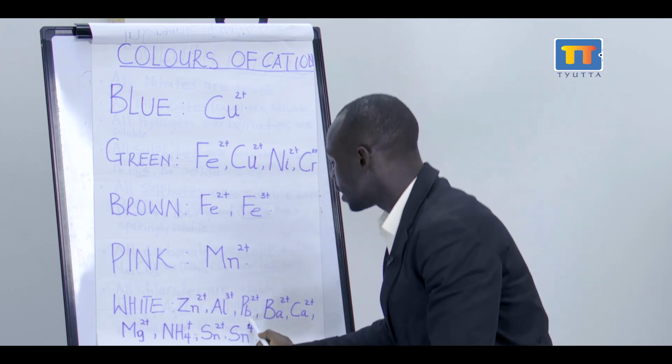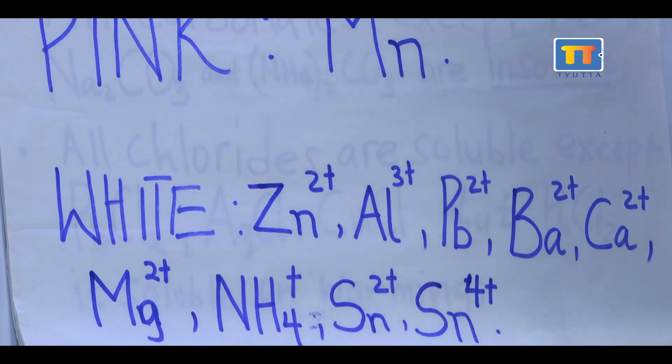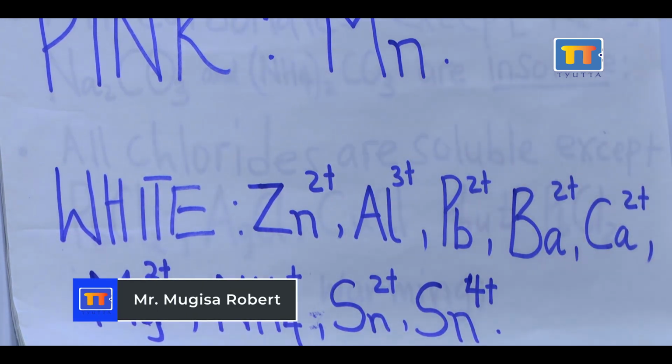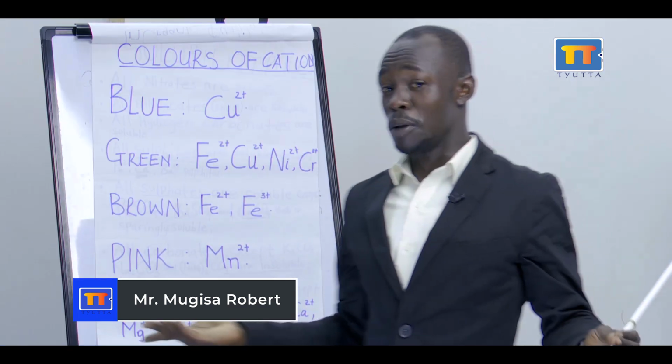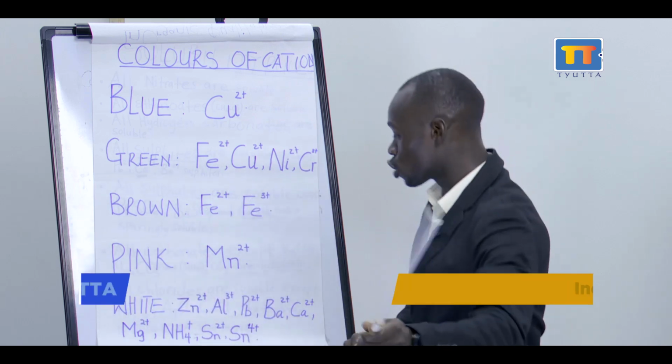Now, I have got lead 2 ions. I have got barium ions. Now, barium I have not mentioned there too. Yes, you know the reason now. Barium ions. We have got what we call calcium ions. All these ions here are white in color. But remember, when we dissolve them in water, they will become colorless. Don't forget that. We shall reach there on solubility.